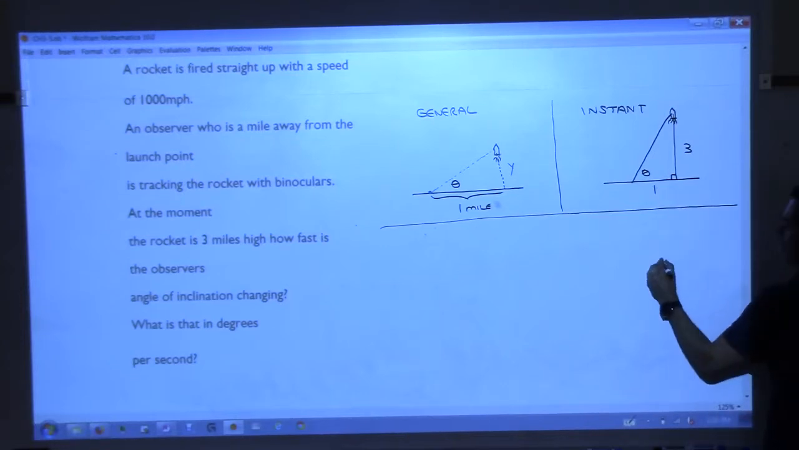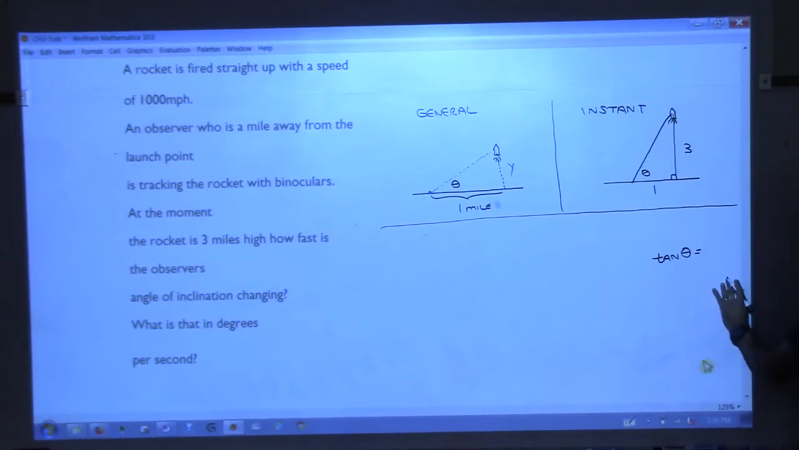Well, what do you know about theta? Tangent of theta is what? Which is? Tangent's 3, right? Arctan both sides? On your calculator, arctangent of 3 would spit back that angle. So at the instant, the snap picture of the moment in time, we know this is 3, we know that's 1, and we know that's some angle that we get on a calculator, right?